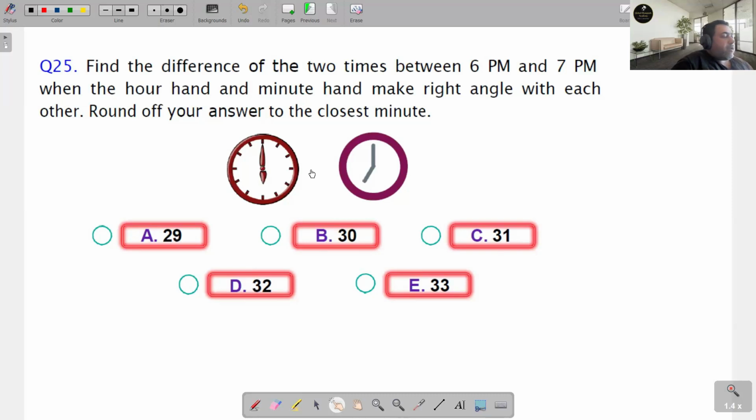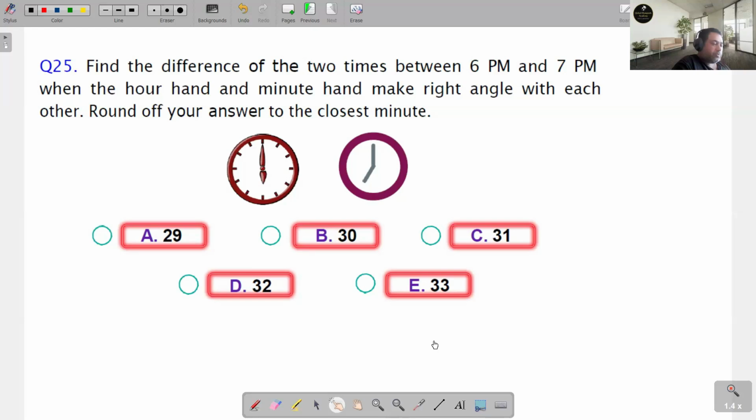Question 25. Find the difference of the two times between 6 p.m. and 7 p.m. when the hour hand and minute hand make a right angle with each other. Round off your answer to the closest minute. Okay, so we have to find the difference between the two times between 6 p.m. and 7 p.m., which is within 1 hour, when the hour hand and the minute hand make a right angle with each other. Round off your answers to the closest minute. Okay, so we'll try and solve this problem and let's understand this.